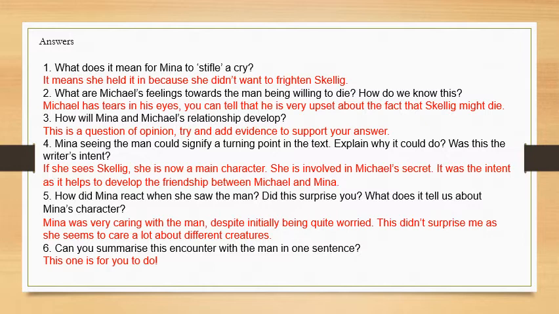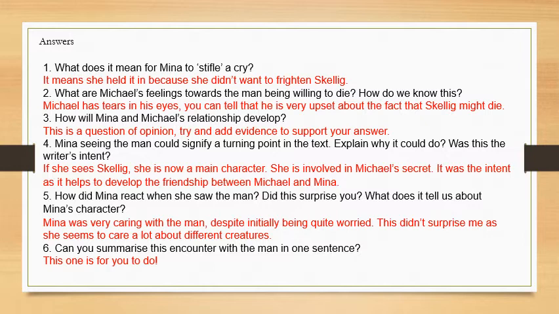How do we know this? So Michael has tears in his eyes, and you can tell that he's very upset about the fact that Skellig might die. And obviously it connects to him, the problem with his baby sister and the fears he has for her as well. So I think his emotions are very raw at this moment.